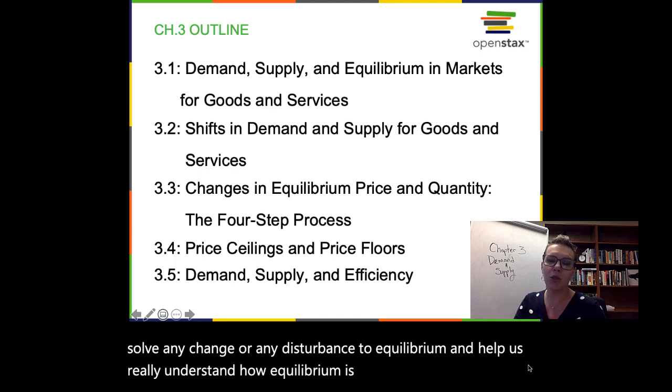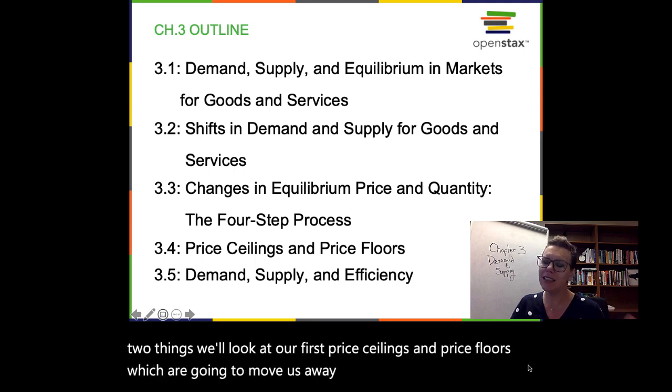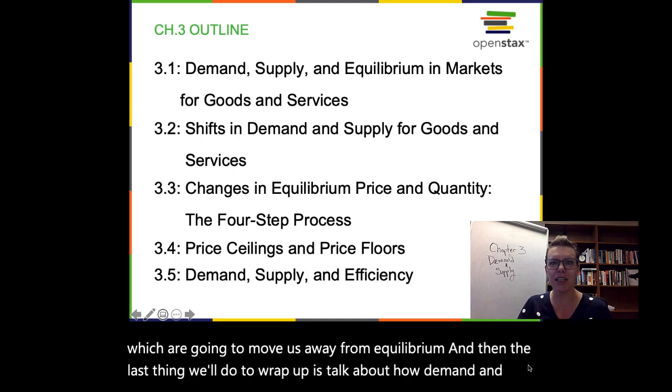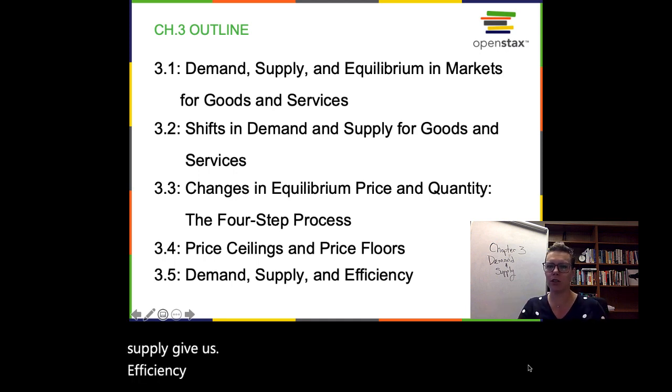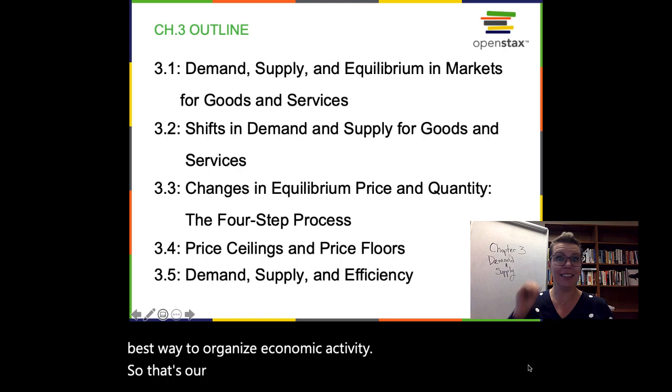And then the last 2 things we'll look at are first price ceilings and price floors, which are going to move us away from equilibrium. And then the last thing we'll do to wrap up is talk about how demand and supply give us efficiency, why it's so important to economists, why we think it's the best way to organize economic activity. So that's our plan. Let's get started.